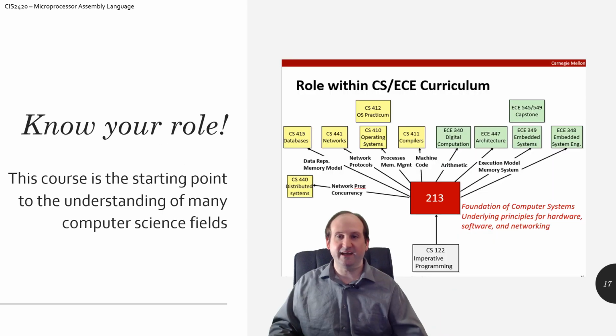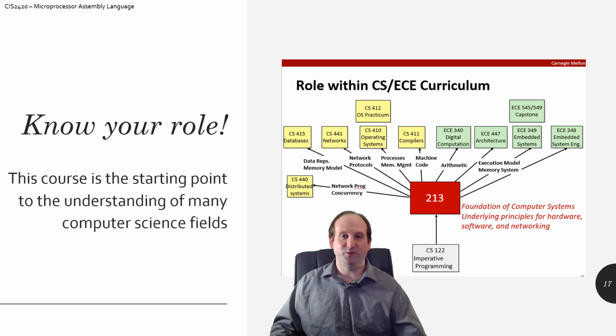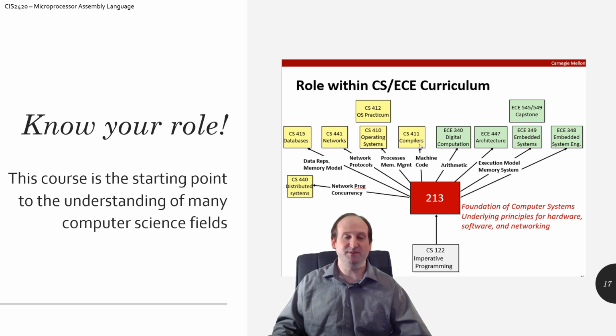So our final slide, as you can see: the course that you're taking now, Microprocessor Assembly Language, has an equivalent over at Carnegie Mellon University, which is Foundations of Computer Systems. And what you can also see is that this course is a hub for pretty much every other field that you could progress down in computer science. Over here on the left-hand side are the more computer science-oriented things: databases, networking, operating systems, compilers, distributed systems, and so forth. These kinds of roles are what we see as computer scientists.